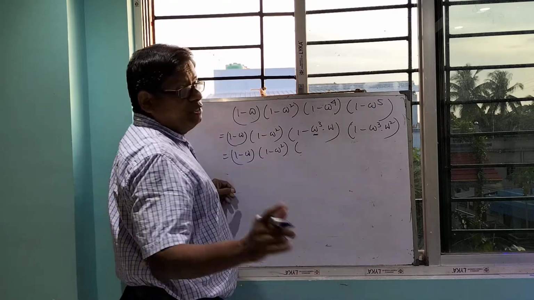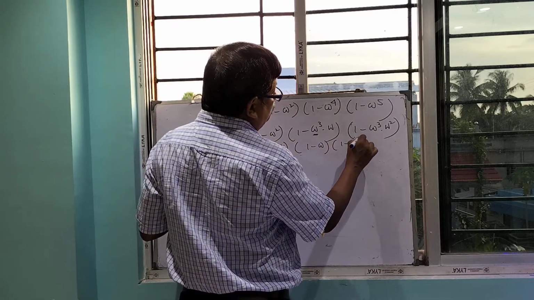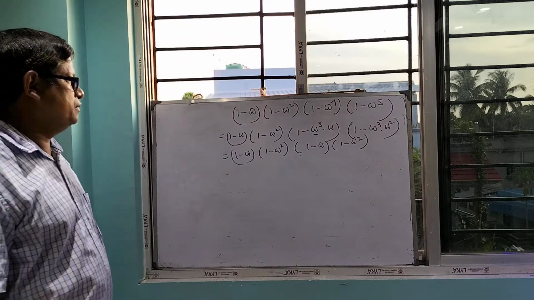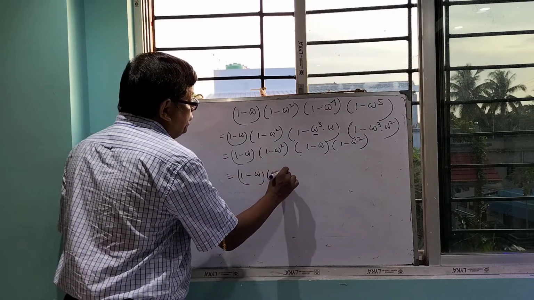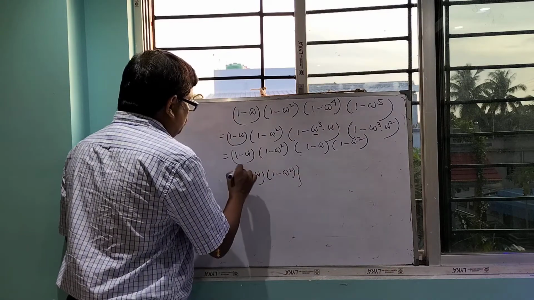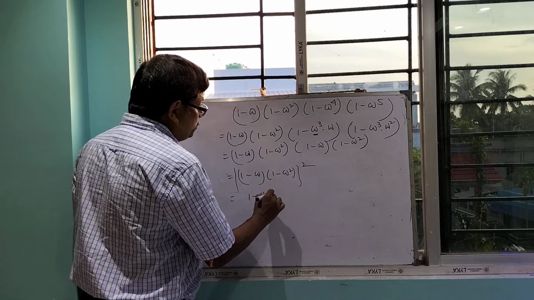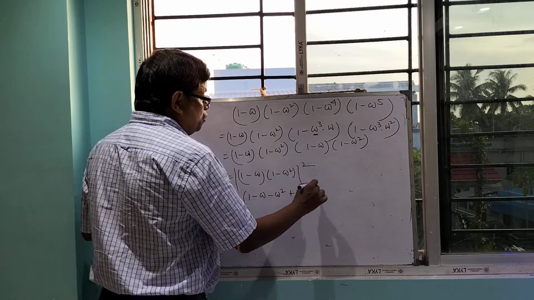So this is omega. Write (1 minus omega)(1 minus omega square). Now (1 minus omega)(1 minus omega square) whole square. So now write (1 minus omega minus omega square plus omega cube) whole square.